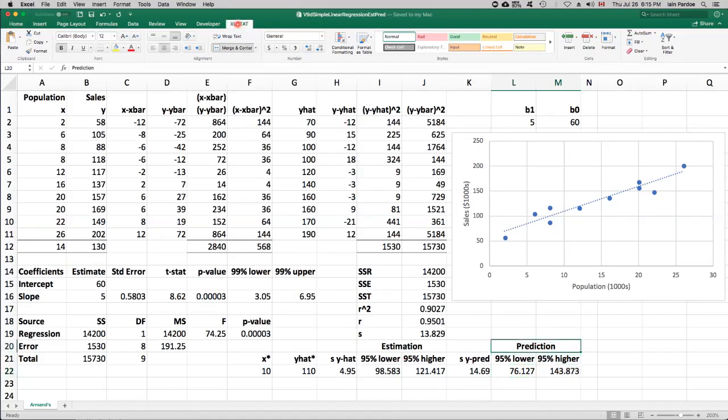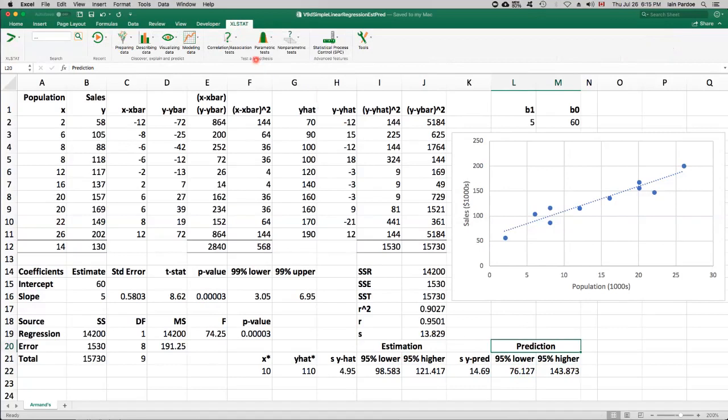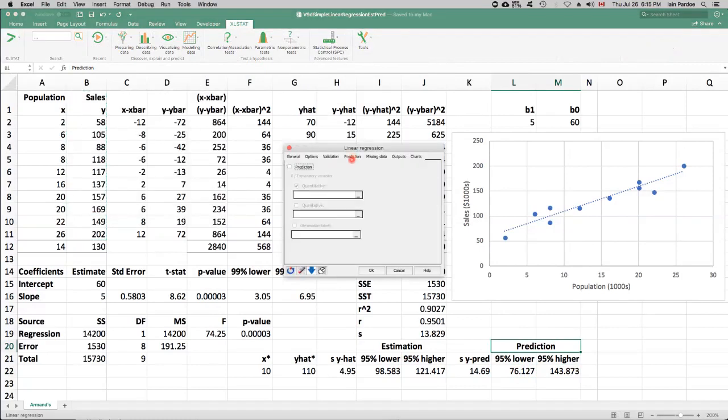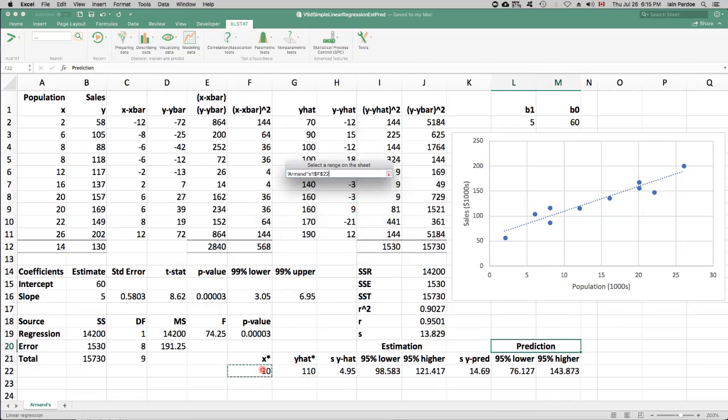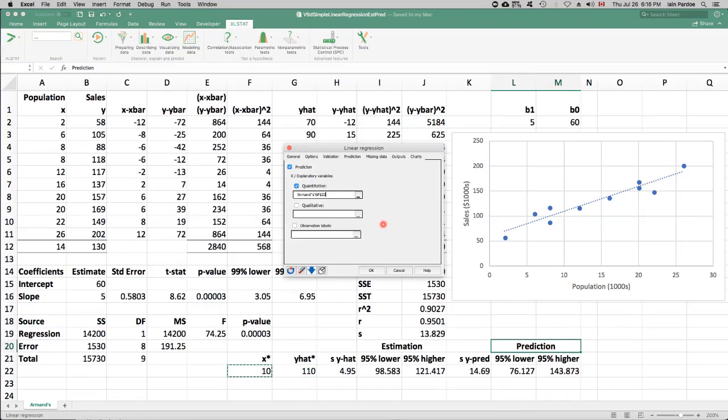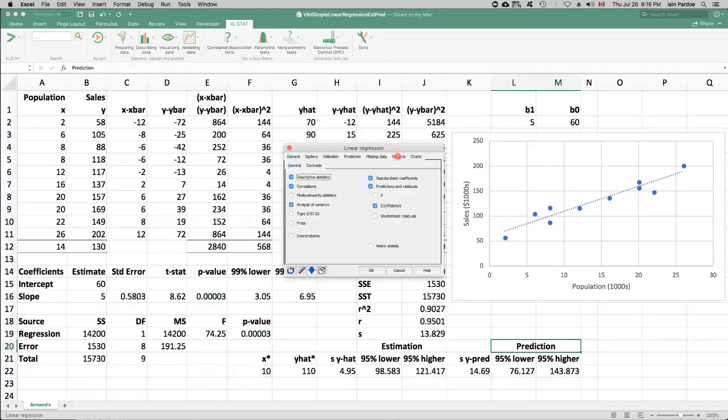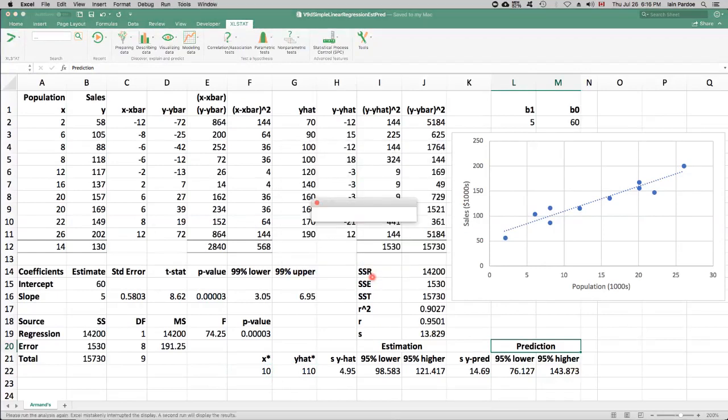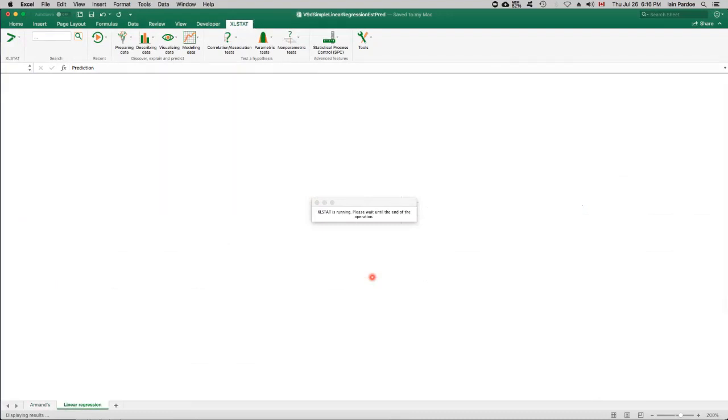Okay, let's see how Excel stat presents this material. Okay, so we'll get our linear regression going again. And we want to do prediction at x equal 10. Okay, hopefully this will work. I haven't tried this yet, so we'll see. Let's make sure I don't need to do anything else. Okay, it might ask me for a label here. Let's see. Nope, looks like it's good. Okay, fingers crossed.